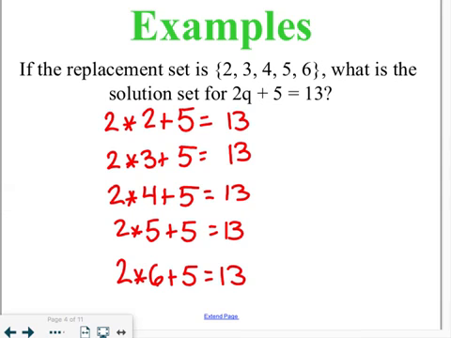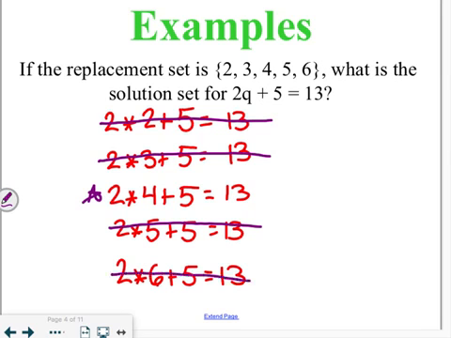The first one, 2 times 2 is 4, plus 5 is 9. Not true. 2 times 3 is 6, plus 5 is 11. Not true. 2 times 4 is 8, plus 5 is 13. That is a true statement. 2 times 5 is 10, plus 5 is 15, doesn't work. 12 plus 5, again, does not work. So the only number from our replacement set that turns into the solution set is 4. Again, because we're talking about a set of numbers, that's why the brackets are around our final answer.